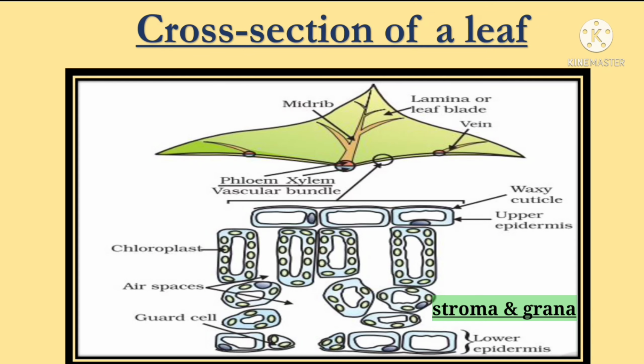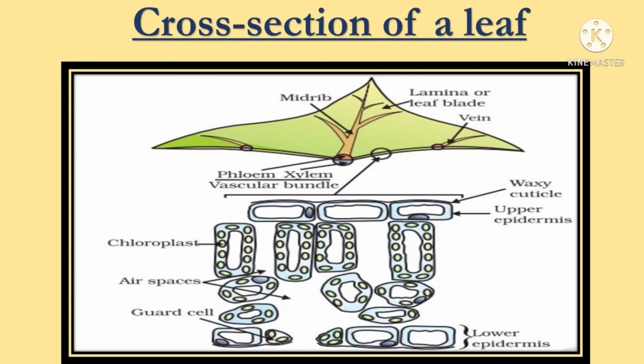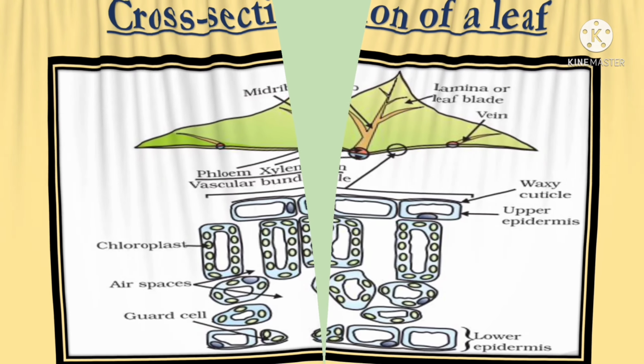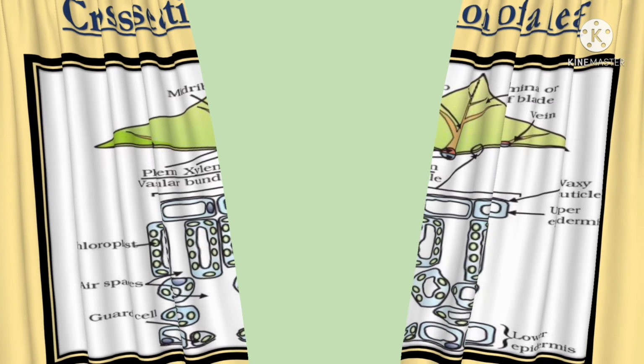Stroma and grana are actually the parts of these chloroplasts, which we will learn in detail in the upcoming video. For now, please note that chloroplasts are present inside these mesophyll cells. They are actually a kind of cell organelle. Hope you are clear with this diagram.